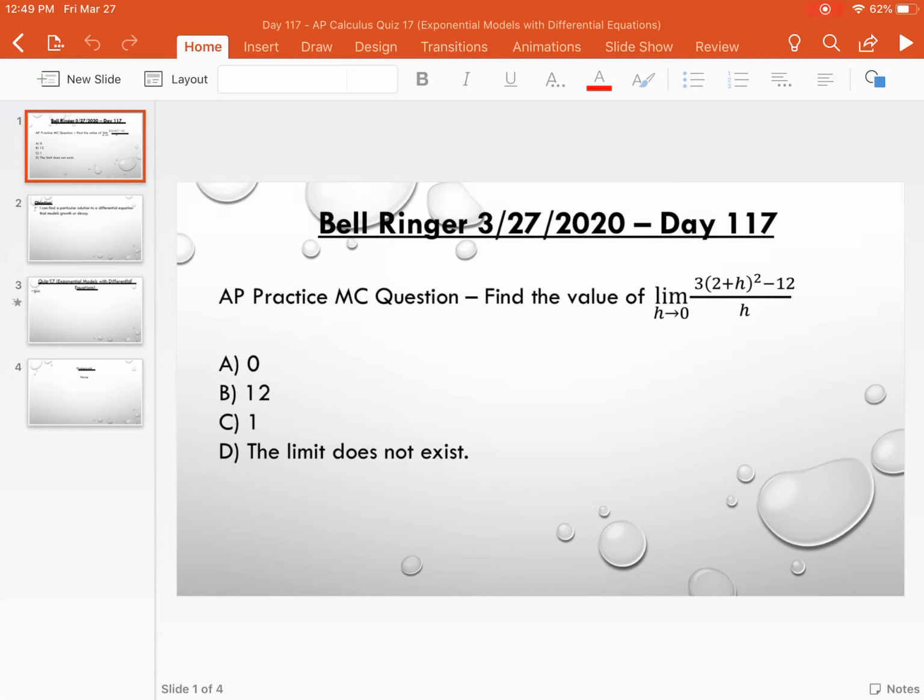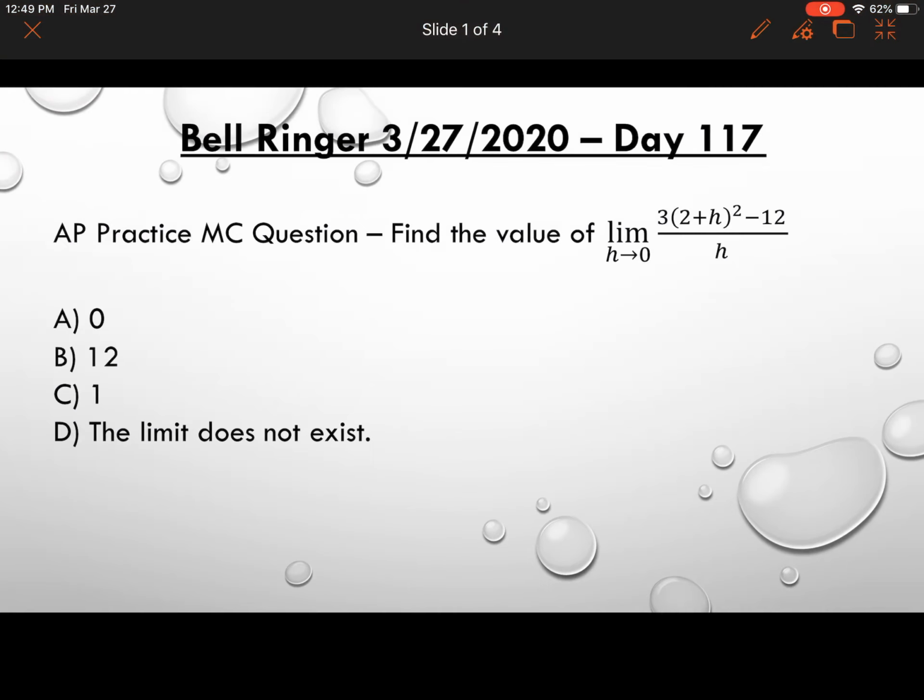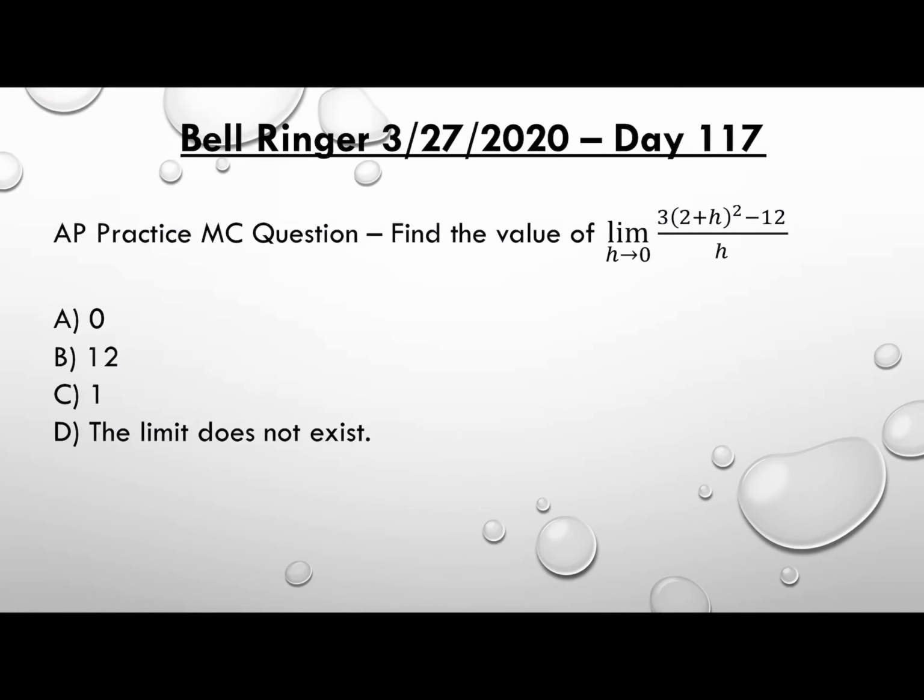So let's get to the bell ringer quickly, and then we'll talk about what today's lesson entails. All right. So another practice AP question, multiple choice. Find the value of the limit as h goes to 0 of 3 times the quantity 2 plus h squared minus 12 divided by h.